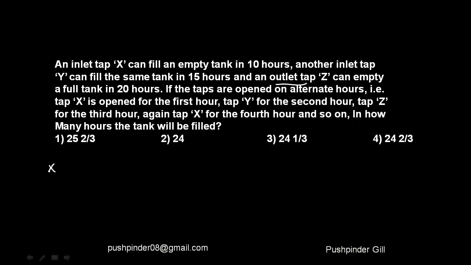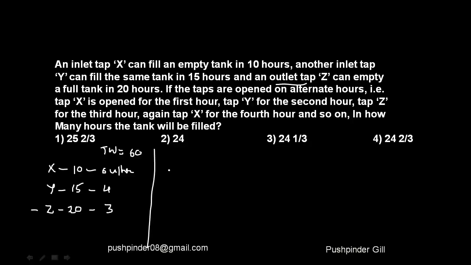So there is this tap X which can fill it in 10 hours. I'm going to be a little bit fast in this question, guys, because I want to show you how fast you can do this question. Tap Y is going to fill it in 15 hours. This is also an inlet. Then an outlet is there which finishes in 20 hours. So let me assume the total work to be 60 units. That means X finishes 6 units every hour, Y finishes 4 units every hour, and Z finishes 3 units every hour.